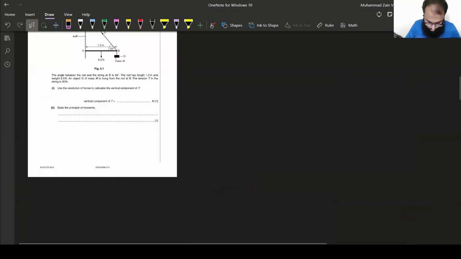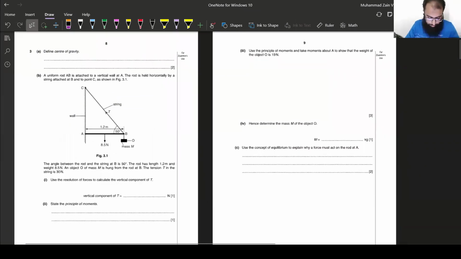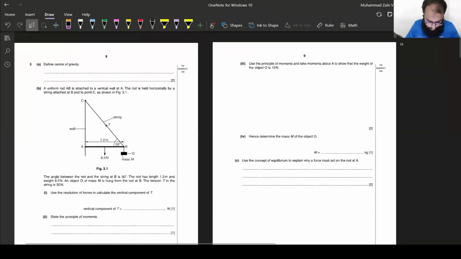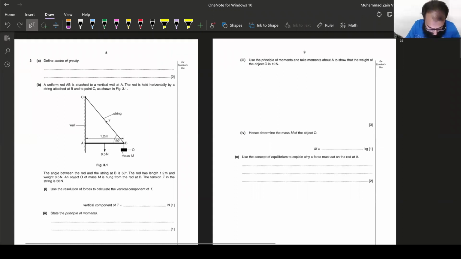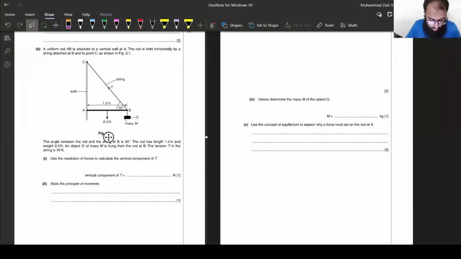Okay, so now coming to a different type of question when it comes to equilibrium. So this is the question. Define center of gravity: the point where the whole mass of the object can be assumed to be concentrated. That's a definition you all know. Okay, so now the actual question.